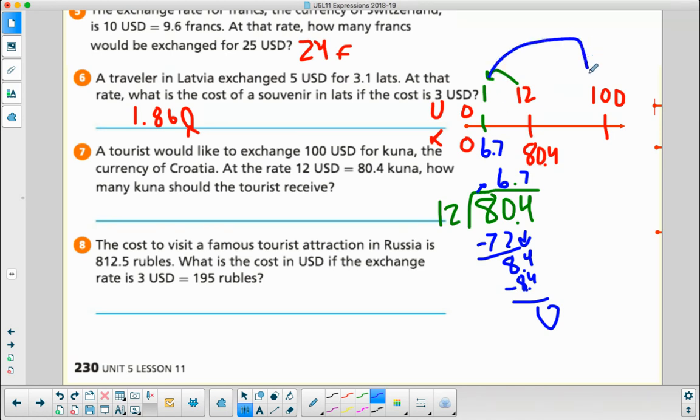To go from 1 to 100, I'm taking it 100 times. So I'm taking 6 and 7/10. Pretend that's a 7, guys. 100 times, which is super easy. Each digit gets 2 place values greater. So the 6 goes from the 1s, and the 7 goes from the 10ths to the 10s and the 1s, and then I need a 0. 100 is going to give me 670 kuna.